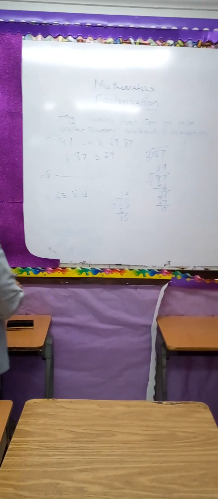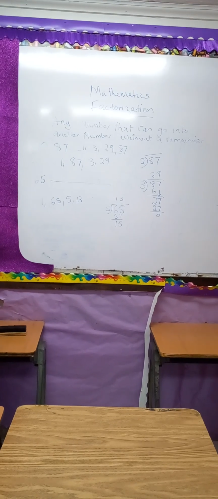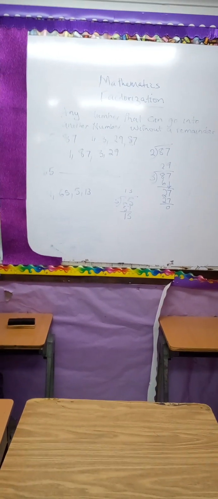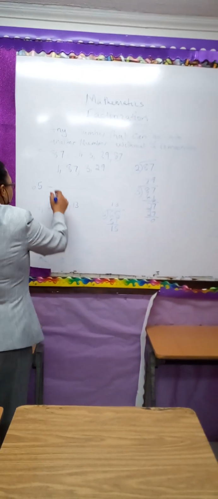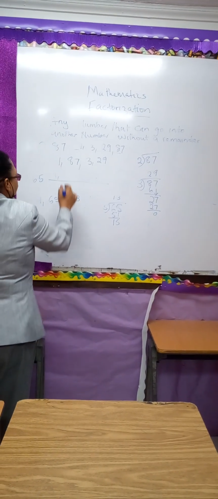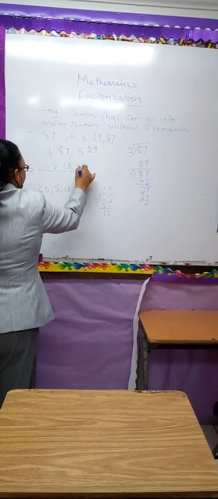And next is to check 6. It cannot be divided by 6. Cannot be divided by 7. Cannot be divided by 8. Neither 9. And so the factors of 65 would have been 1, 5, 13, and 65.